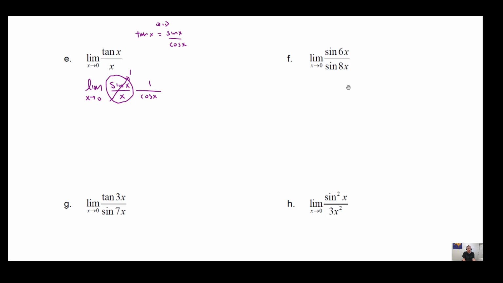Cosine of 0 is just literally 1. So you have a 1 times a 1 over a 1. No need for a limit. I've now performed the limit. Everything's nice and dandy. Answer is 1.